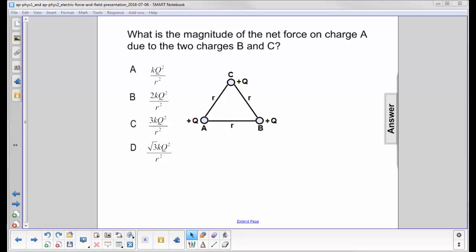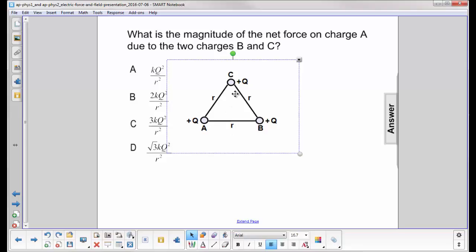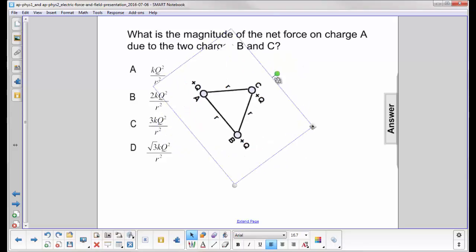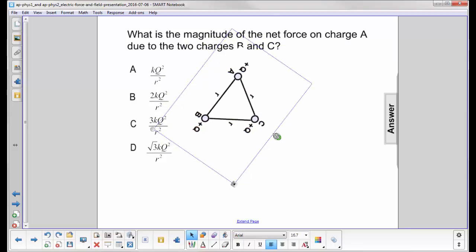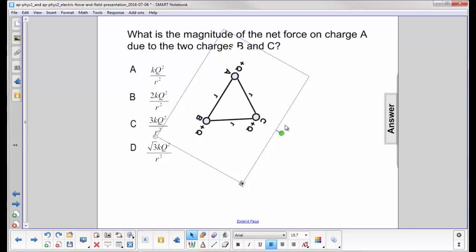What is the magnitude of the net force on charge A due to the charges B and C? Well, we're going to cheat a little bit here. We've already worked the problem where we found the force on this charge due to these two, but look what happens when I just rotate this around. It's the same problem, okay?